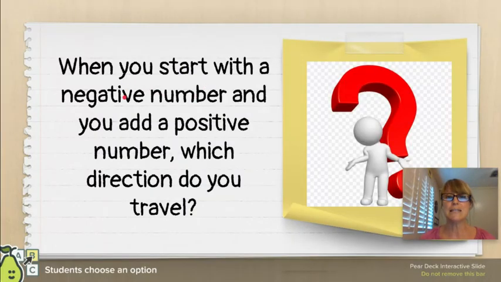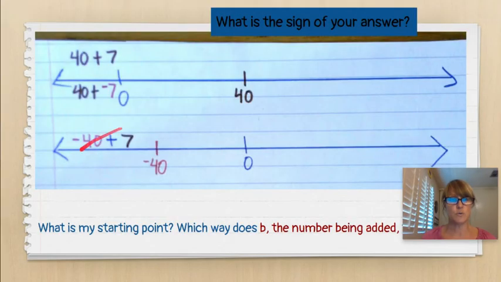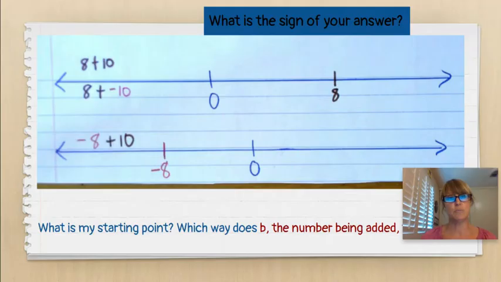When you start with a negative number and you add a positive number, which direction do you travel? So that one is like this question. You start with a negative number and you add a positive number. Which direction do you travel? You travel to the right. Anytime you add a positive number, you go to the right. You go forward toward the positive side. It gets more positive. All right, good job, people.